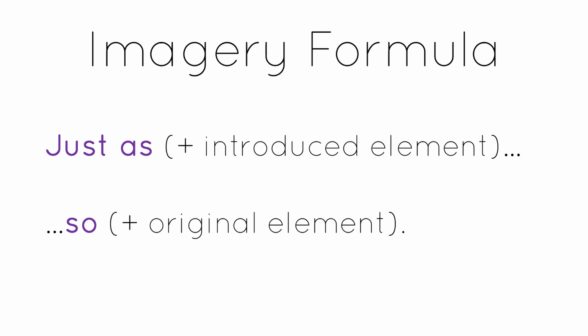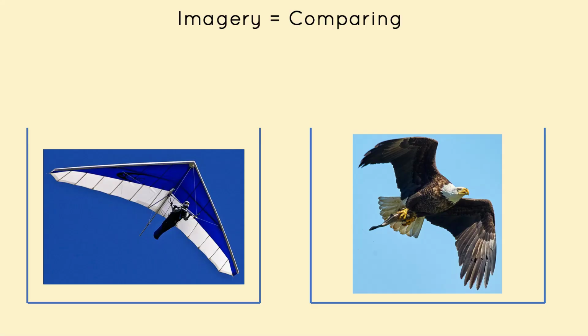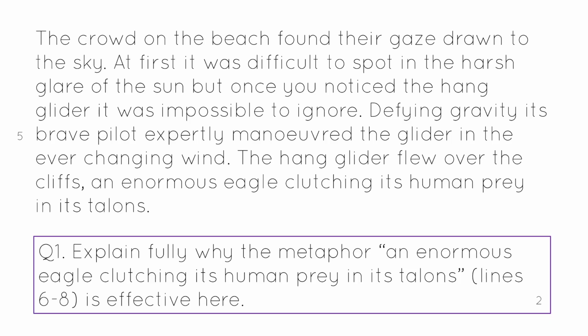So we'll go back to our formula. With our formula, we actually start with the second piece of the jigsaw. We start with the introduced element, whatever was added to improve the description. And then we go back to the original element. So it's just as, introduced element, so the original element. And let's watch that in practice. So we'll go back to this question here that we had. It looked like this.